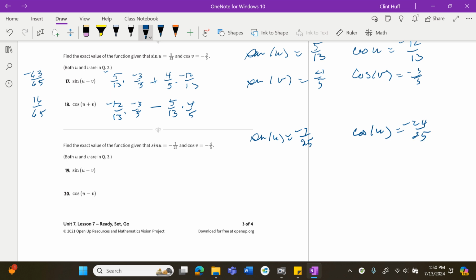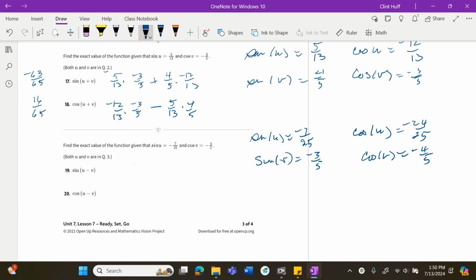I strongly suggest you make note of Pythagorean triples like 3, 4, 5; 5, 12, 13; 7, 24, 25; 9, 40, 41. So in the second one, I'll put cosine over here. Cosine of v is negative 4/5. As we saw before, if you have 4/5, this is going to have to be 3/5 for sine of v. So that's going to be negative 3/5 because we're in quadrant number 3.